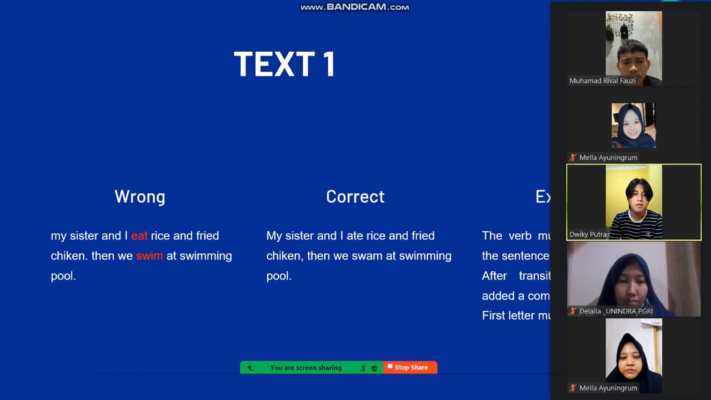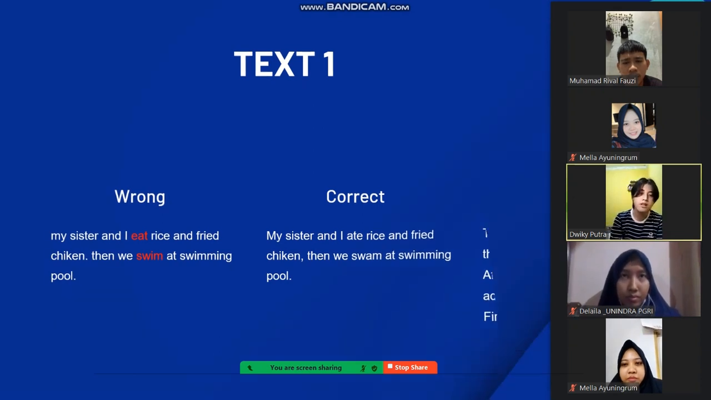Third sentence. My sister and I eat rice and fried chicken. Then we swim at swimming pool. There is a wrong sentence. And the correct is my sister and I ate rice and fried chicken. Then we swam at swimming pool. The explanation is, first, the verb must use verb 2 because the sentence is in the past. Second, after a transitional signal a comma should be added, or wrong punctuation. Third, the first letter must use capitalization. Next.